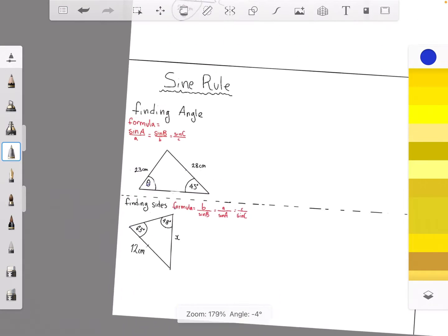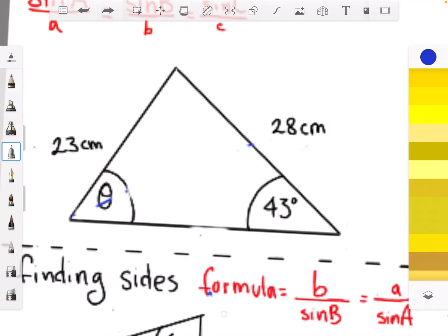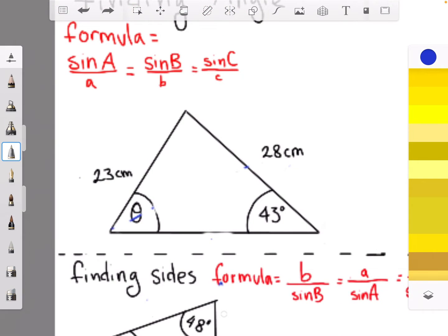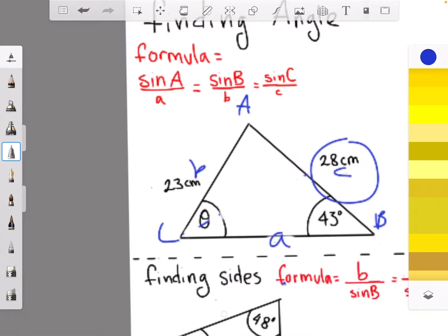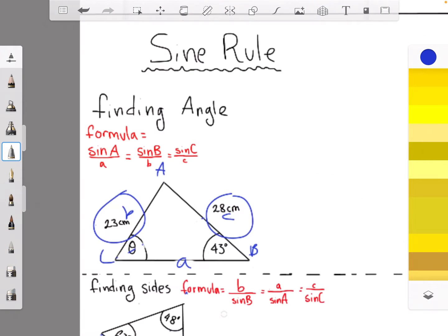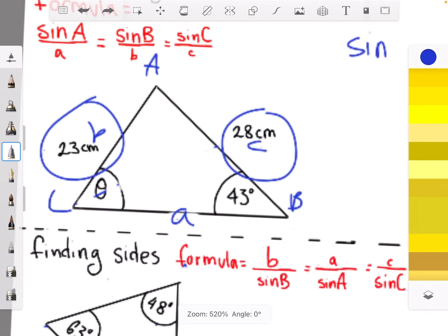This is how you use the sine rule. The sine rule is used to find the angles and the sides, or the lengths. Again, I really recommend that you label everything A, B, C, and this one would be C, B, A. Again, I would circle it like this so it's easier. For this, you have to write what you're trying to find, which is sine C.